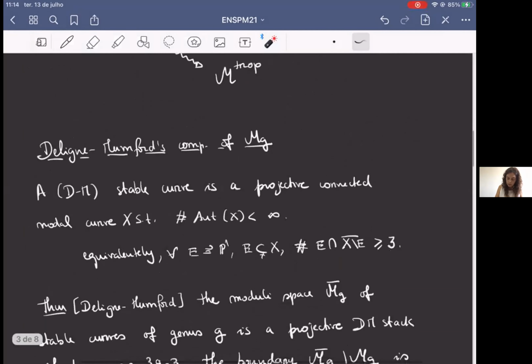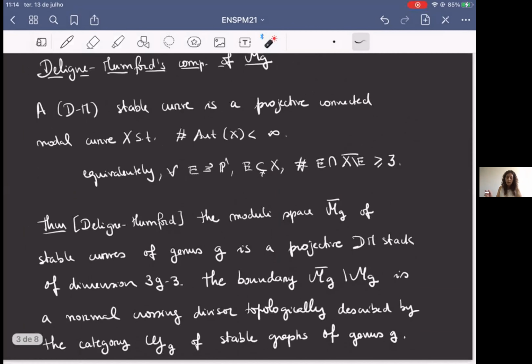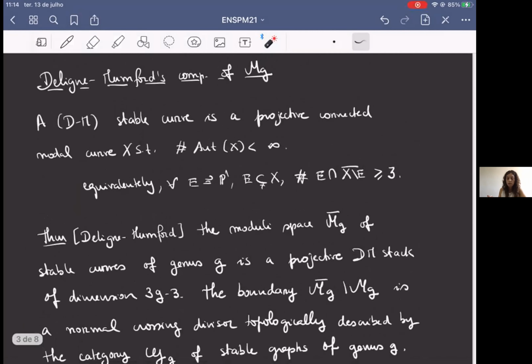Okay, so let me recall the Deligne-Mumford compactification of M_g. This is going to be the main character for the talk. This is a parameter space for the Deligne-Mumford stable curves. So what are stable curves? These are projective connected nodal curves with a stability condition. You have to ask for a stability condition if you want to end up with a separated finite type space.